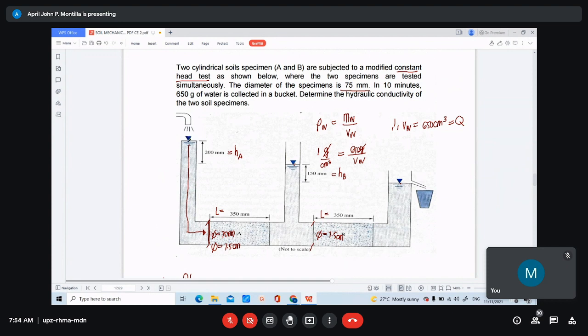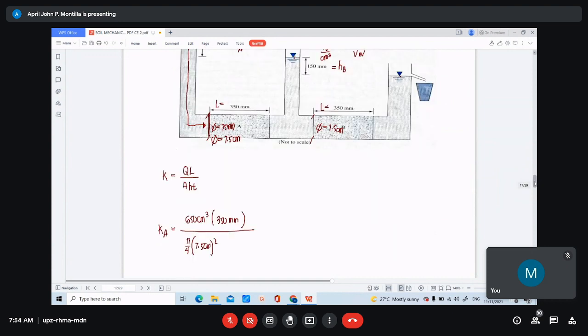Paano naman kapag kinonsider natin tong point na to, and then tong point na to? Yung dulo ng soil A, tsaka yung dulo ng soil B. That will be the total head loss of the setup, which is the summation of the head losses of the layers involved in this flow. Pero hindi pa naman natin kailangan yon.